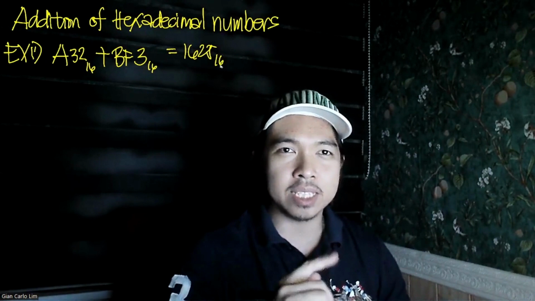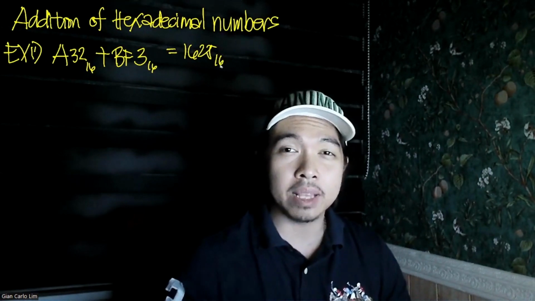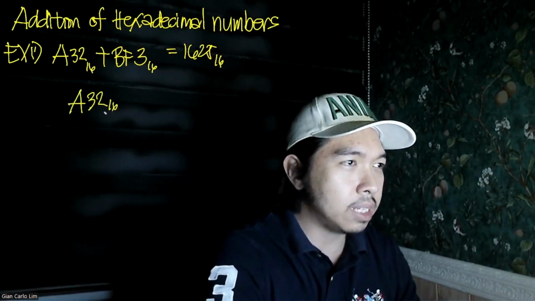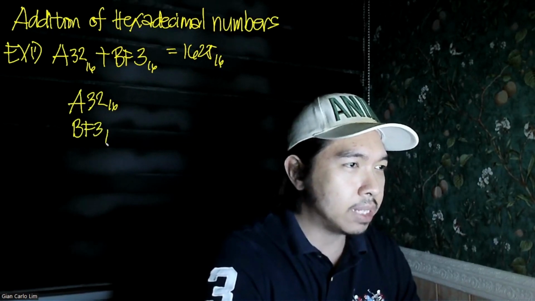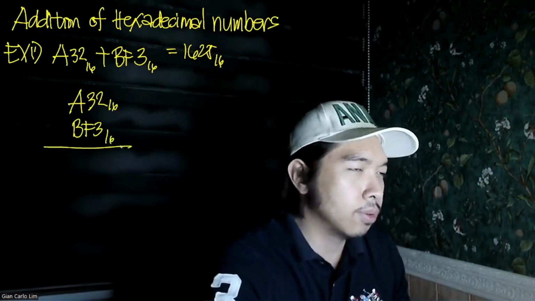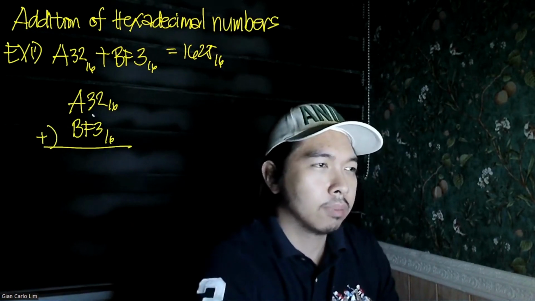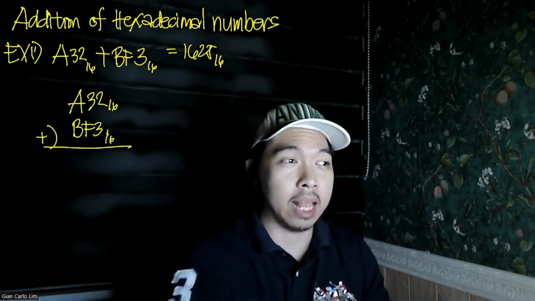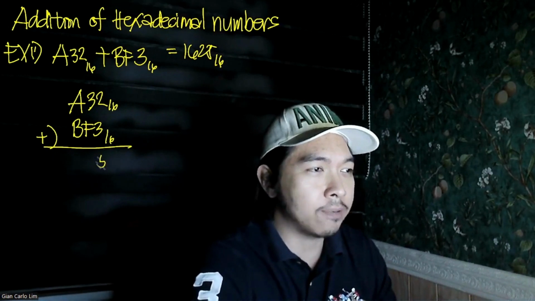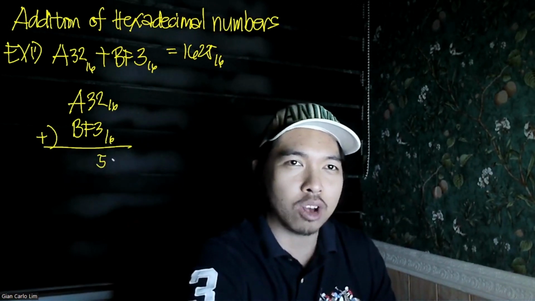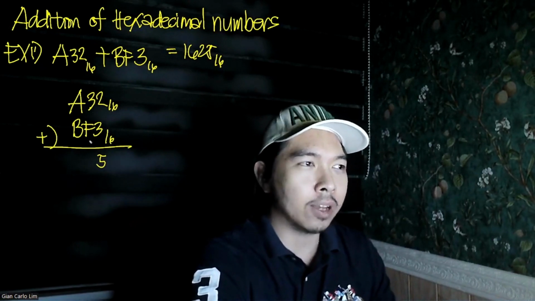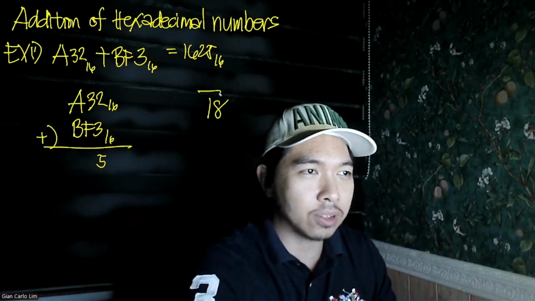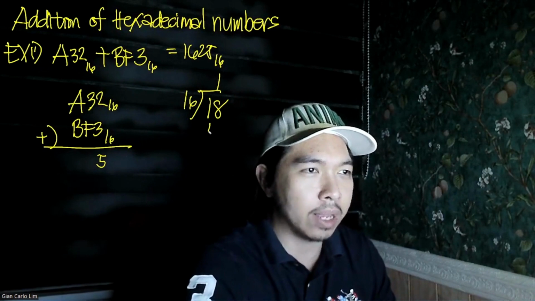But instead of 8, 16 naman ngayon kay hexadecimal. Okay, so let's try to demonstrate. A32, base 16, plus BF3, base 16. So 2 plus 3 is 5, as you normally would, katulad ng ginawa natin kanina sa octal. Pag sumobra ng 16, dun tayo ngayon magko-convert. 3 plus F, so 15 plus 3, that is 18. Sobra ngayon yan ng 16, so dyan tayo mag-divide. 18 divided by 16, so that is 1, remainder 2.